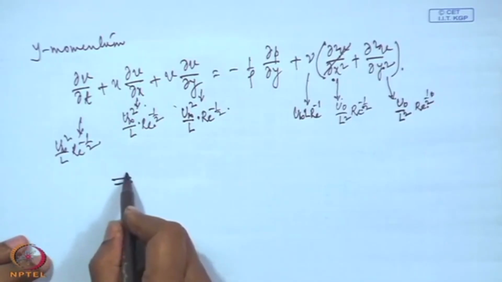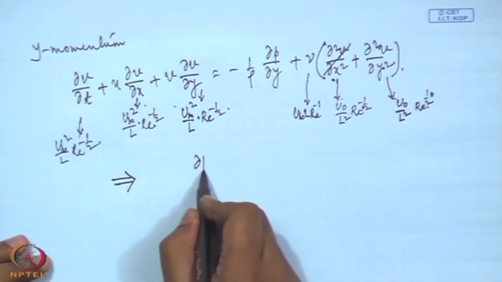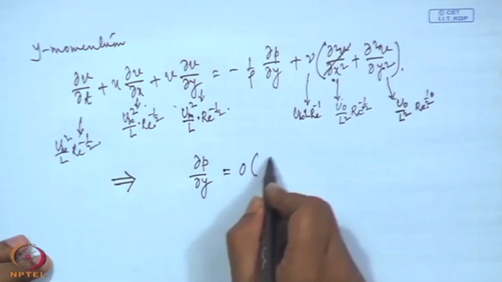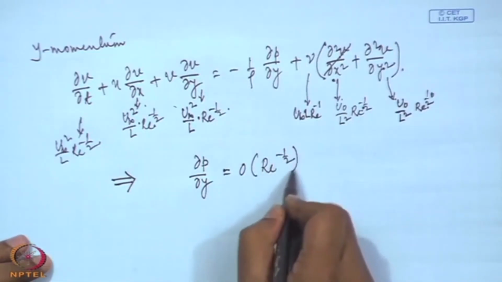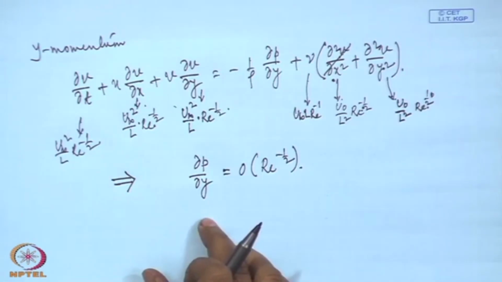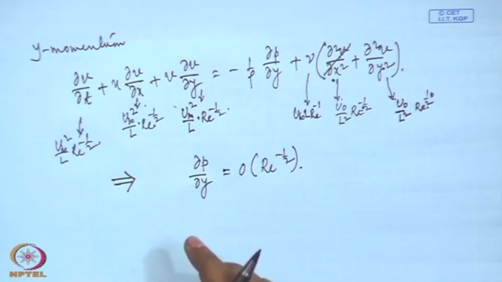So, what it says is that dP/dy is of the order of Re to the power minus half. What is dP/dy? Change in pressure, or pressure gradient, within the boundary layer. Third order term is still smaller. If Re to the power minus half itself is very small, then a cube of it is even smaller, so small that it can always be neglected.